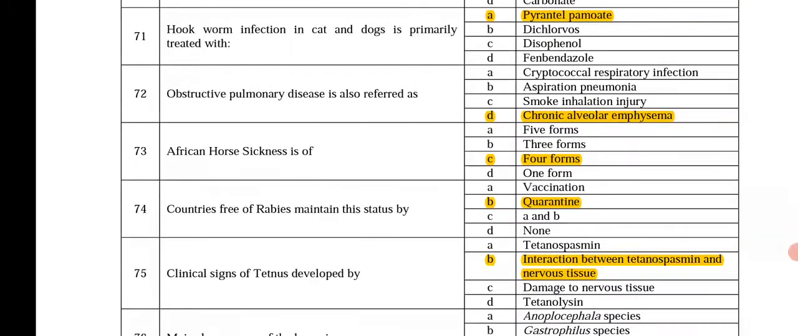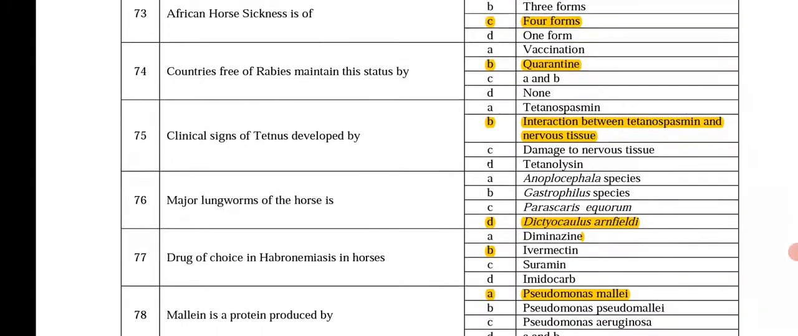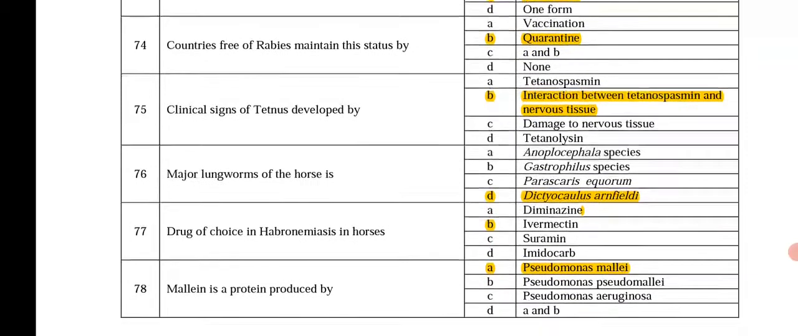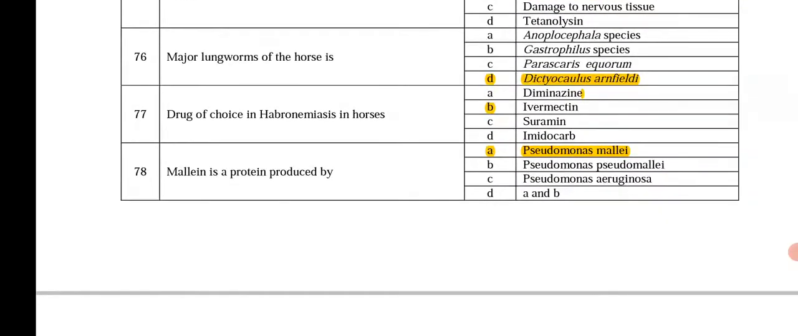African horse sickness is of 4 forms. Countries free of rabies maintain this status by quarantine. Clinical signs of tetanus develop by interaction between tetanospasmin and nervous tissue. Major lungworms of horse are Dictyocaulus arnfieldi. The drug of choice in habronemiasis in horses is Ivermectin.